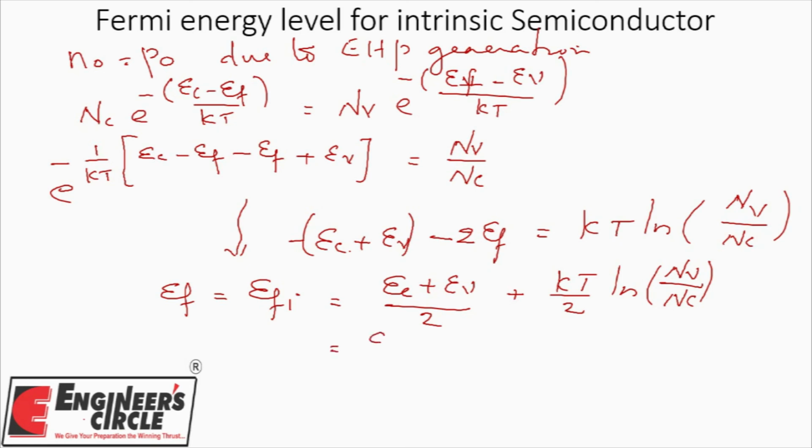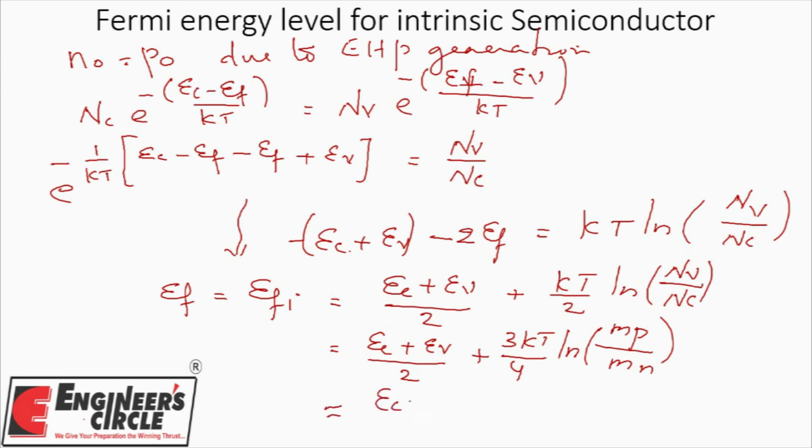This can be written as (Ec plus Ev) by 2 plus 3kT by 4 natural log of mp by mn, after substituting the value of Nc and Nv. This goes approximately (Ec plus Ev) by 2. The second term is negligible, you can neglect it. So the answer is (Ec plus Ev) by 2. So where is the Fermi level? The Fermi level is mid gap, in the middle of the forbidden gap between the conduction band and the valence band.